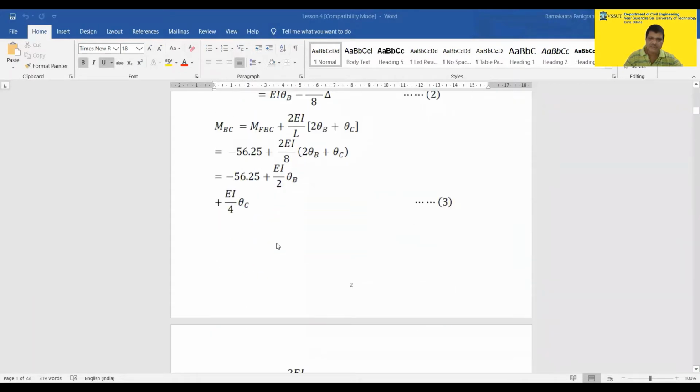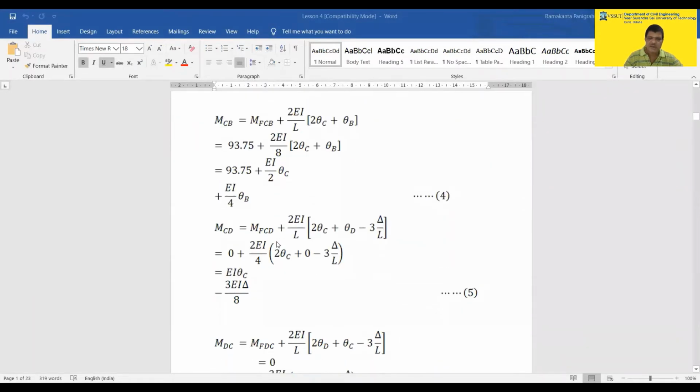We'll calculate MCB. If you calculate MCB, it comes out in a similar way; delta is also 0 here. The delta value is 0 for BC. So that goes out, and it will only be 2 theta C plus theta B, as it is the C joint. So it comes out to be 93.75 plus EI theta C by 2 plus, equation number 4.